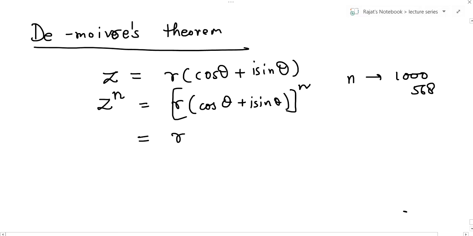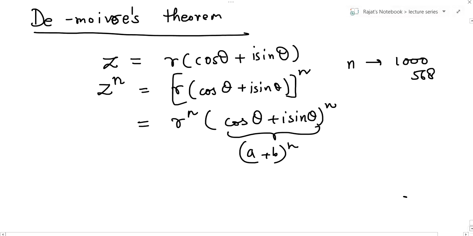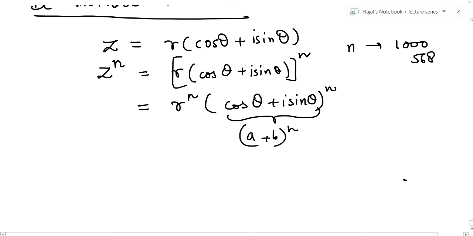So this will be r to the power n, obviously because r is a real number, and cos theta plus i sin theta to the power n. Now this cos theta plus i sin theta, I can write it as a plus b to the power n. Now just think about it. If the power would have been 2, you will say, oh, it's a square plus b square plus 2ab. If it is 3, you will say, oh, again, a cube plus b cube plus 3ab bracket a plus b.